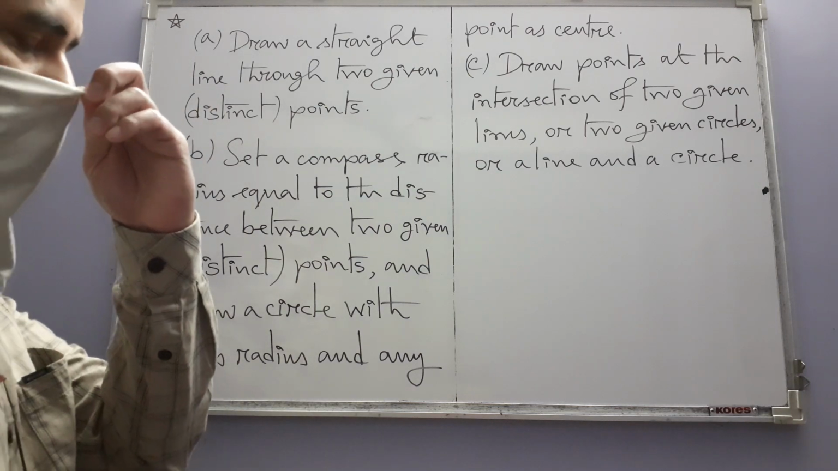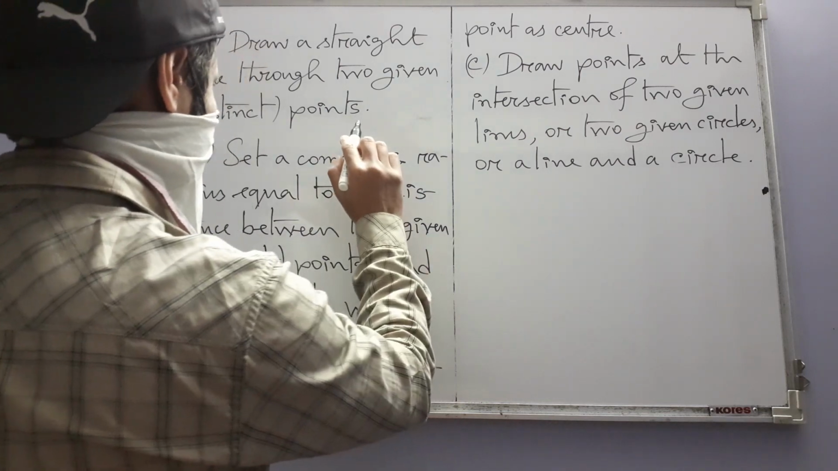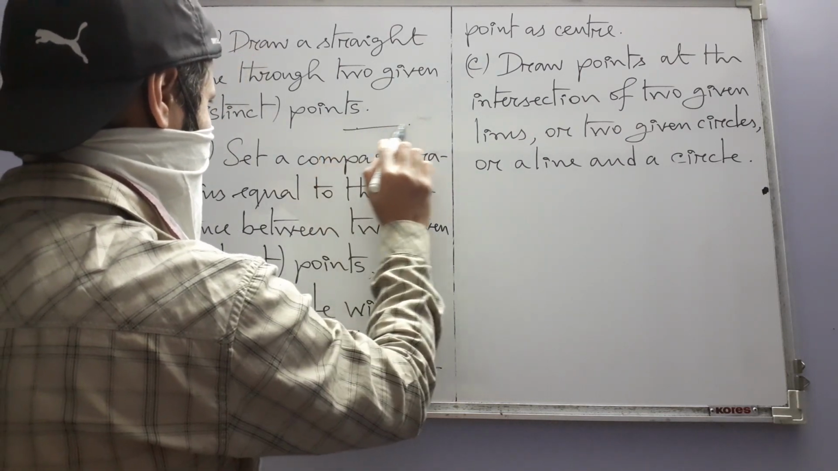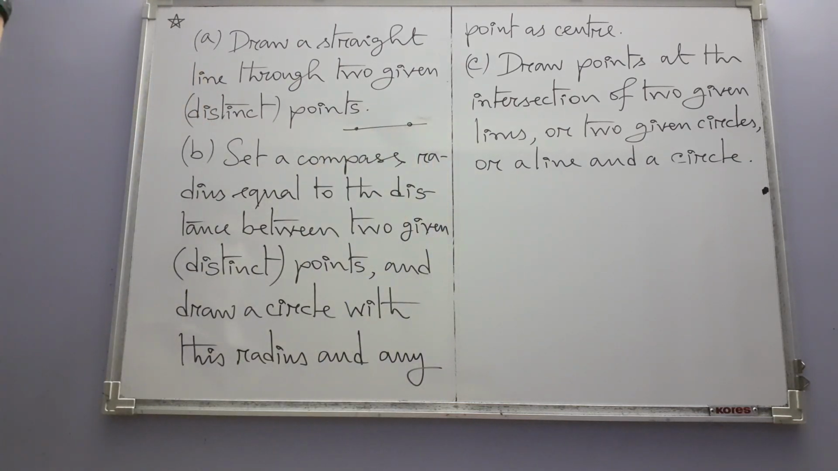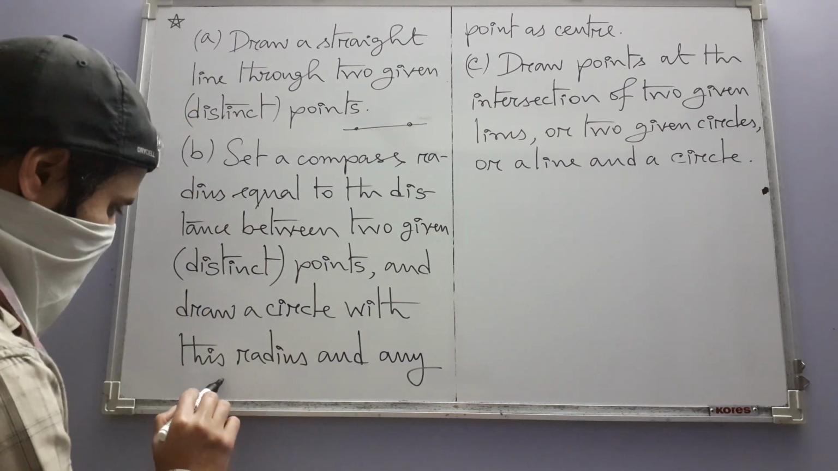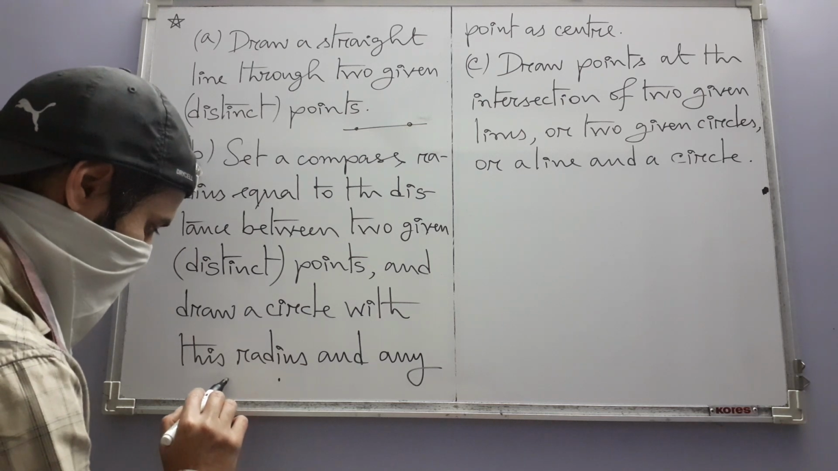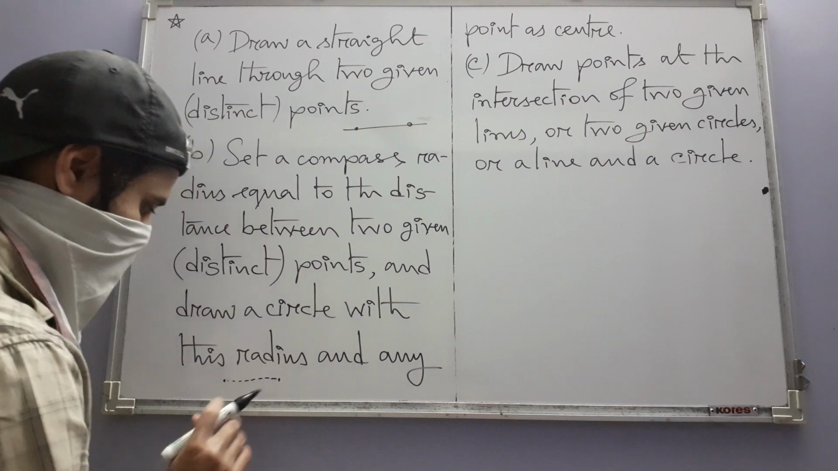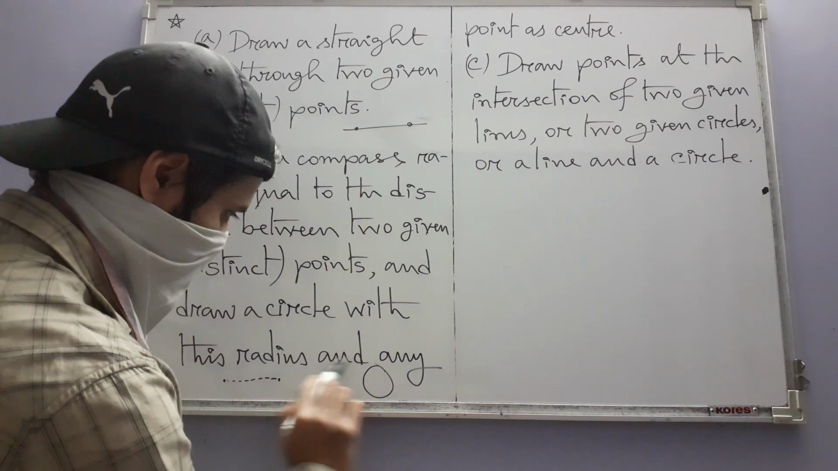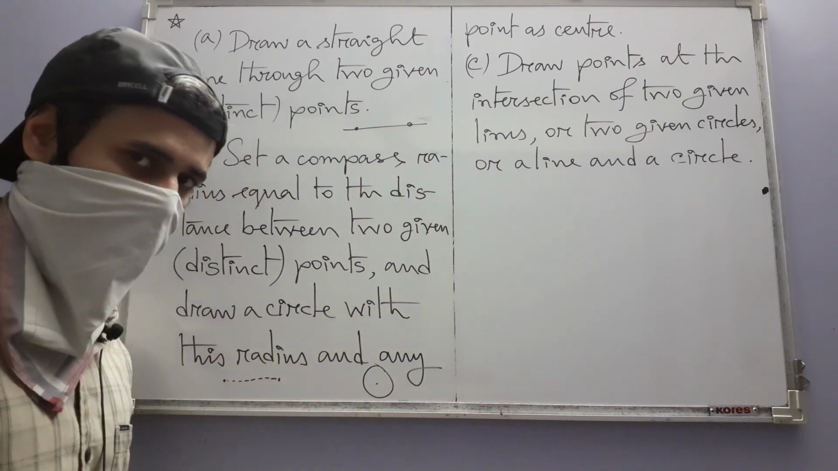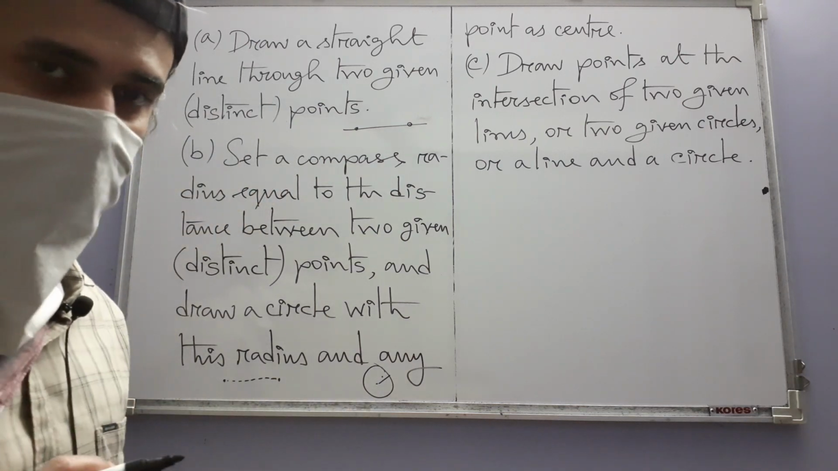So let us again go through the operations once more. If 2 points are given, then you can draw a line through them. That is our operation A. Again, if 2 distinct points are given, then you can take your compass radius equal to the distance between them and then draw a circle anywhere, that is with any point as its center and with its radius equal to that length. That is the second operation.